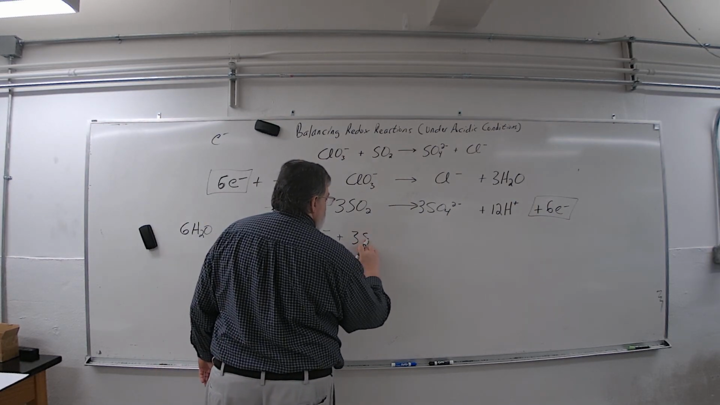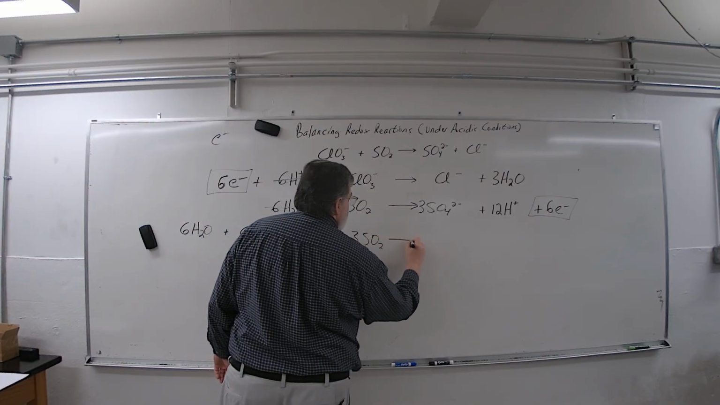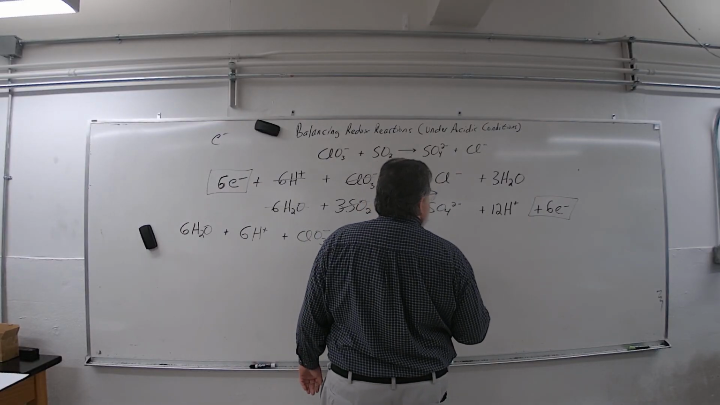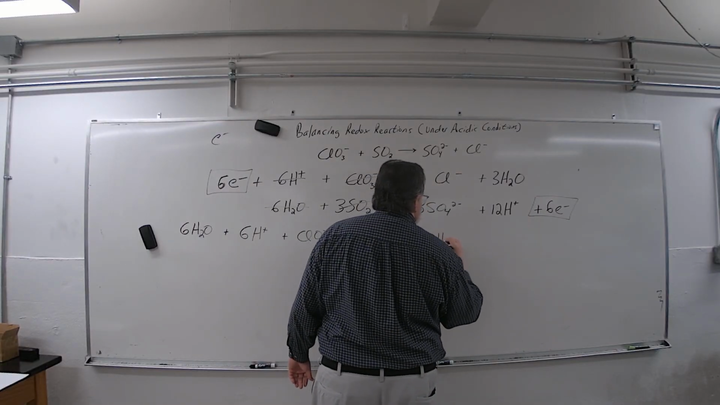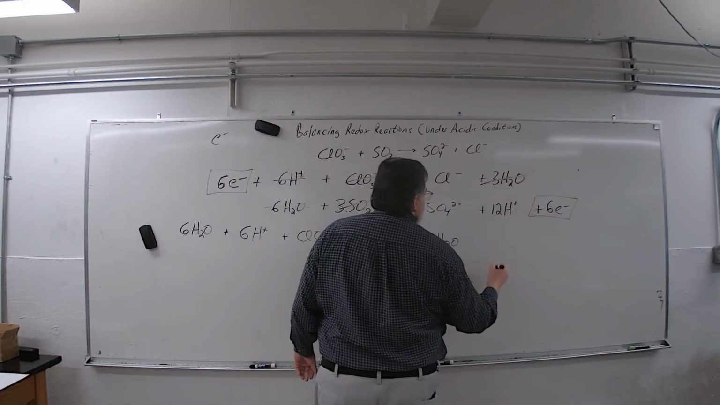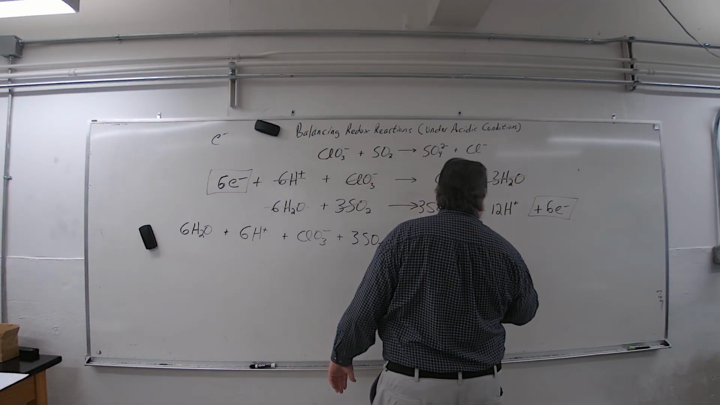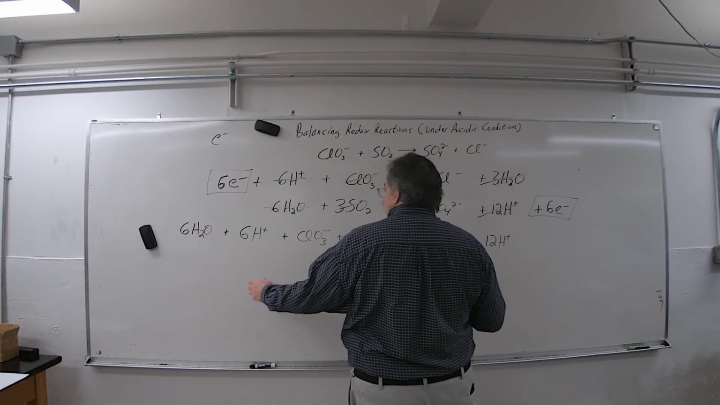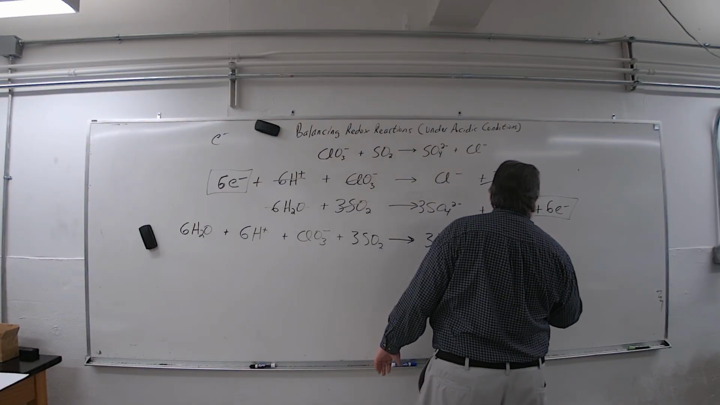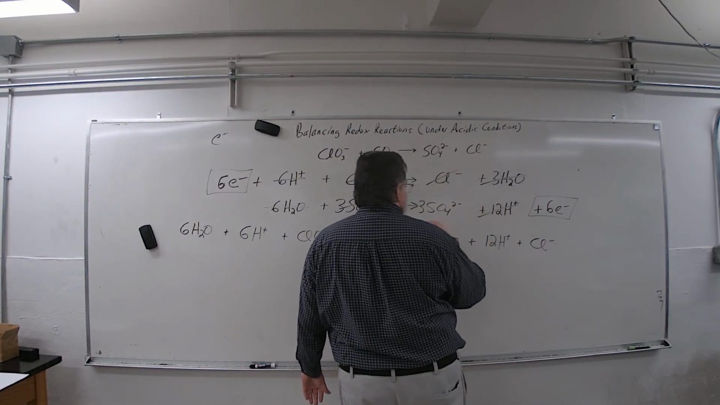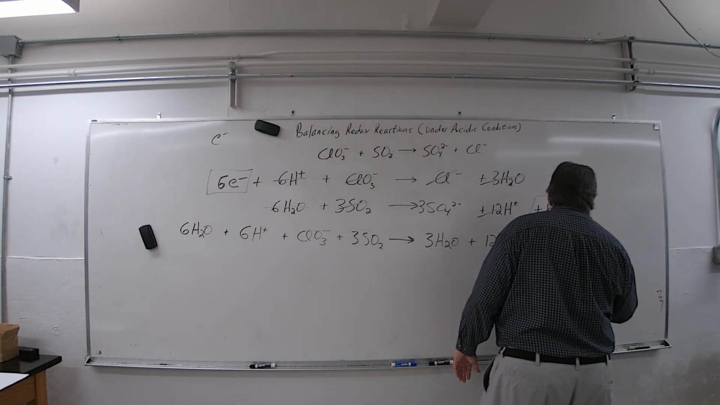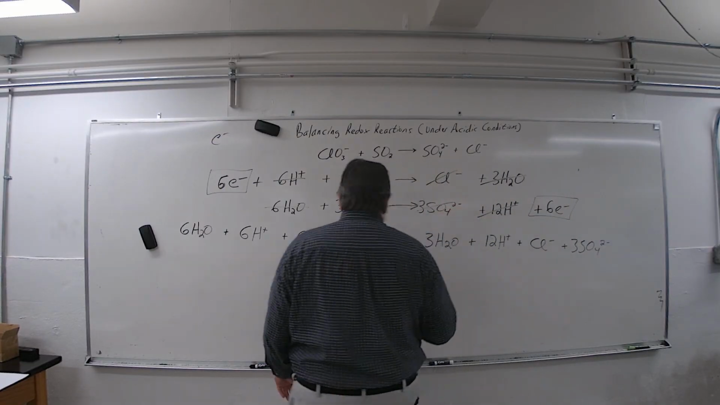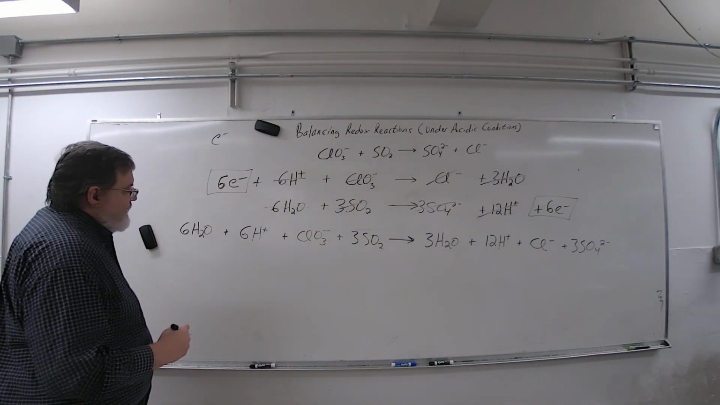3SO2, those over here. Let's put the H2O first. And 12 H pluses, I'll put that next. And what I put here, the Cl, so I'll put plus Cl negative. 3SO4 2 minus. Everything is balanced, but we can cancel some more stuff.